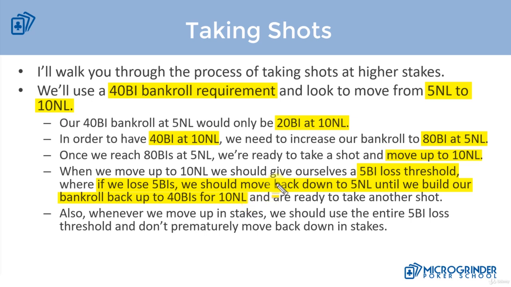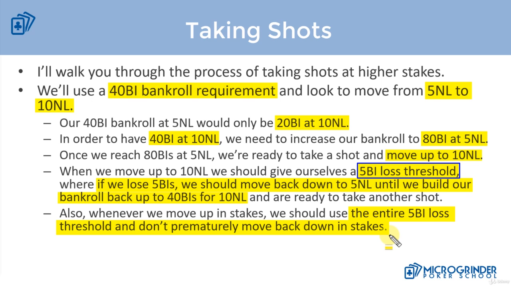Now, a caveat with this, and something to understand, is that a lot of people, I've noticed, even though we give ourselves this loss threshold, will jump up from 5-L to 10-L, and let's say in the first session they lose 3.5 buy-ins or 4 buy-ins. They automatically jump back down to 5-L. Don't do that, because variance may be taking hold here. So whenever you move up in stakes, make sure you utilize that entire 5 buy-in loss threshold and don't prematurely move back down in stakes. I don't want you doing that because I've seen it time and time again.